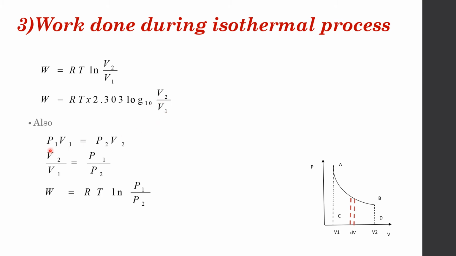Also P1 V1 is equal to P2 V2. Rearrange the equation to get V2 by V1 is equal to P1 by P2 at a constant temperature, as it is an isothermal process. So we can substitute V2 by V1 in this equation. So that will be W is equal to RT into ln of P1 by P2. So this equation we got in terms of volume, and this is the same but in terms of pressure.